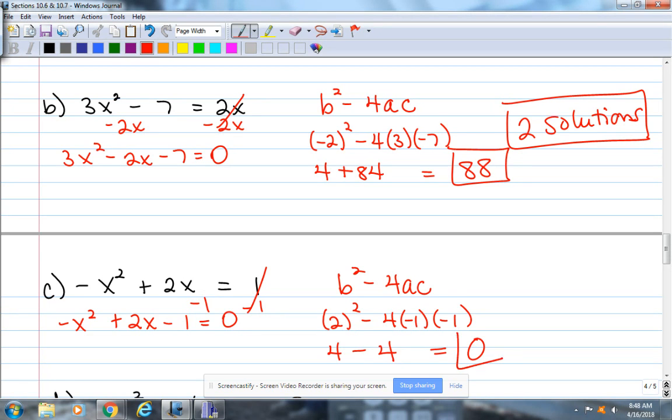And if I have 0 for the discriminant, how many solutions is that? 1 solution. Some people get 0 and say it's no solution. That's not true. Negative is no. 0 is 1, negative no. I know that's confusing. That's why I make you say negative no.